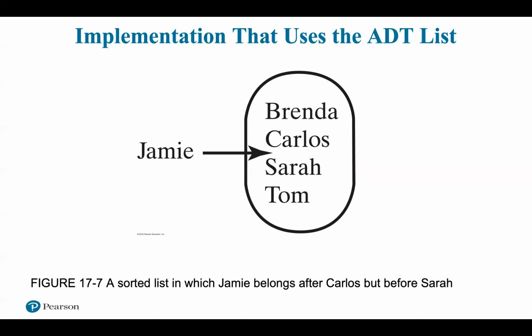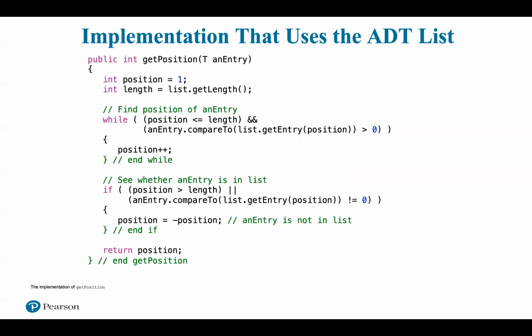To compare an entry to an entry in the sorted list, we first use the list operation getEntry to return the entry at the given position within the sorted list. Then the expression anEntry.compareTo(list.getEntry(position)) makes the comparison. So here is the implementation of getPosition. In this implementation, the while loop finds an entry's position in the sorted list, and the if statement sees whether an entry is in the list.